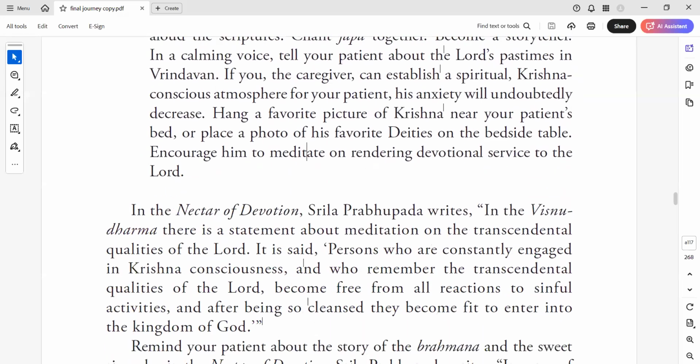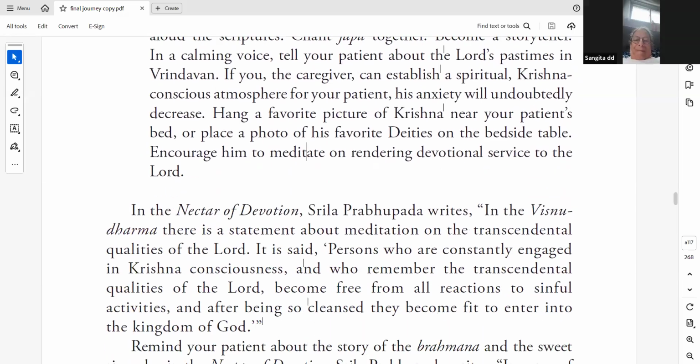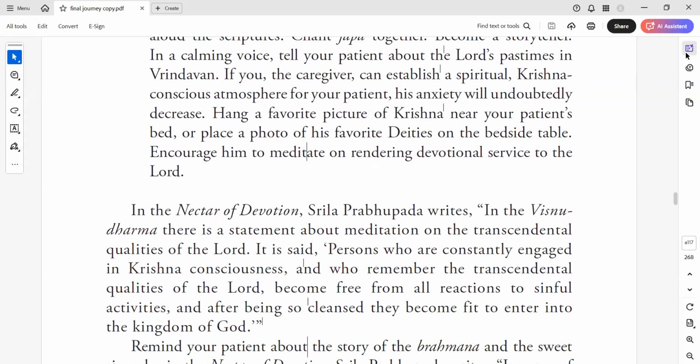That's so beautiful. In the Nectar of Devotion, Srila Prabhupada writes, in the Vishnu Dharma, there is a statement about meditation on the transcendental qualities of the Lord. It is said, persons who are constantly engaged in Krishna consciousness and who remember the transcendental qualities of the Lord become free from all reactions to sinful activities. And after being so cleansed, they become fit to enter into the kingdom of God.